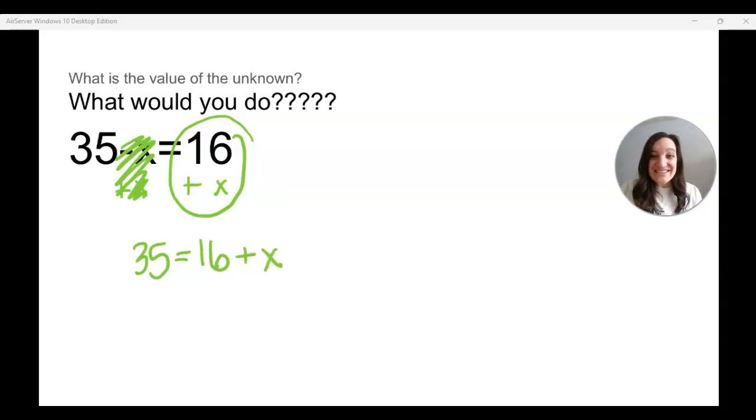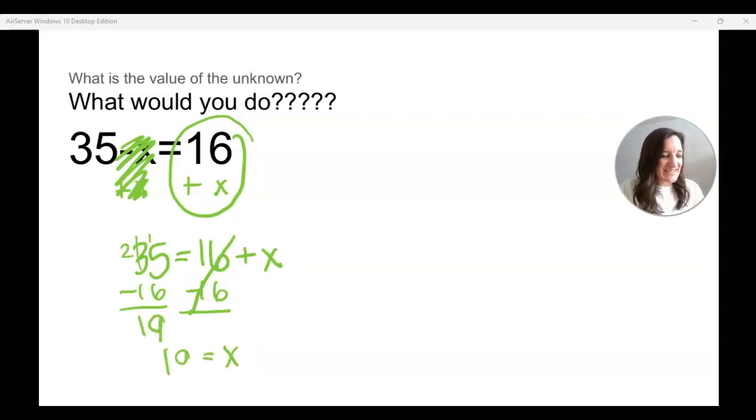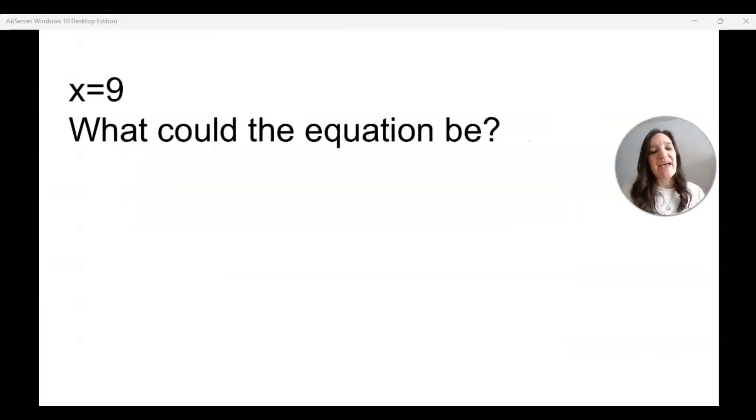Okay, now let's see if we can isolate the variable by subtracting 16 on each side. That will cancel out, leaving us with just the variable. And then 35 minus 16 is 19. Okay, but again, that was like a 7th grade equation that I just wanted to see if some of you could figure out. So no worries if you're like, what the heck just happened? Moving on.